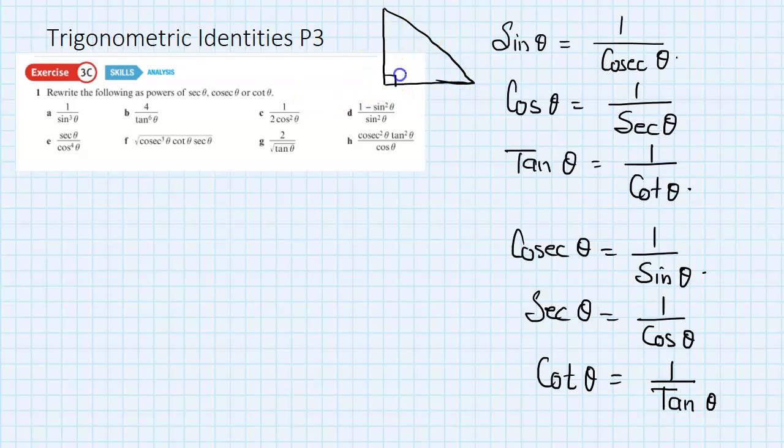We know that in a right angle triangle, if this is a right angle, say this angle is theta, this side opposite is the hypotenuse. The side opposite the angle we are talking about is called perpendicular, or you call it height.